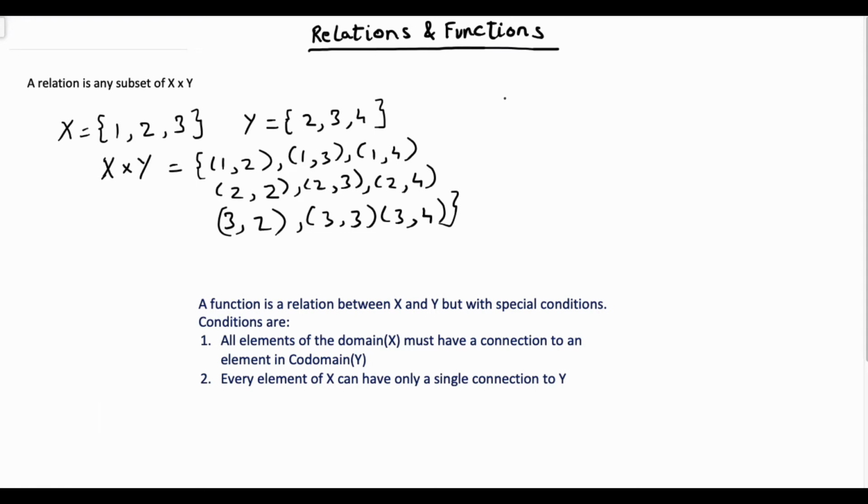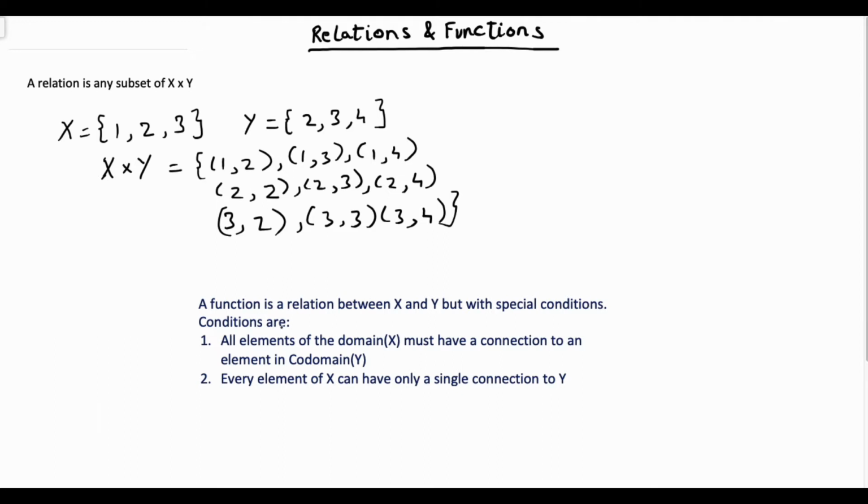Hello everyone. In the previous lesson, we talked about relations and their different types. In this lesson, we will look at functions and their types. So, what is a function? A function is a relation between x and y, but with some special conditions.